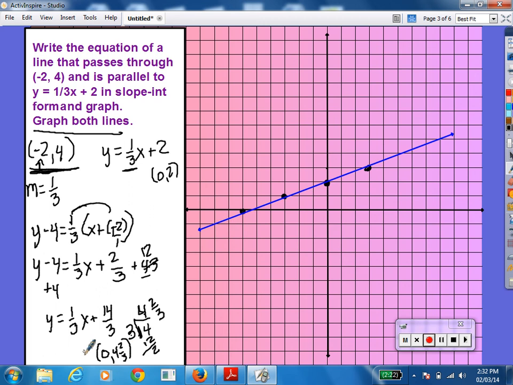So we're going to start with our intercept. That's our starting point. So we're going to go up 4, 1, 2, 3, 4.